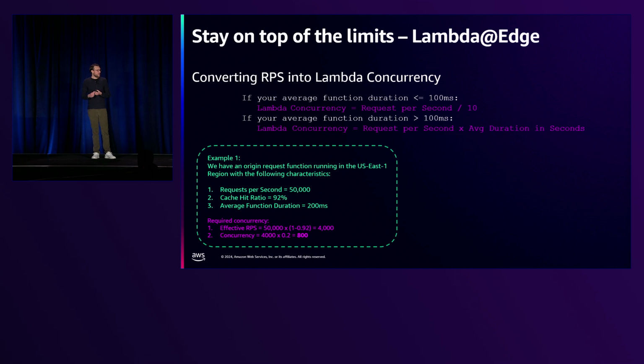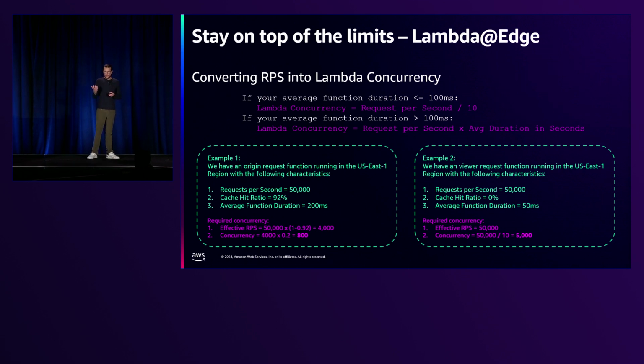Our average duration is 200 milliseconds. So that's over the 100 millisecond threshold. So to calculate the concurrency we need, we're just going to take the 4,000 times 0.2, 200 milliseconds in seconds, which is 800.